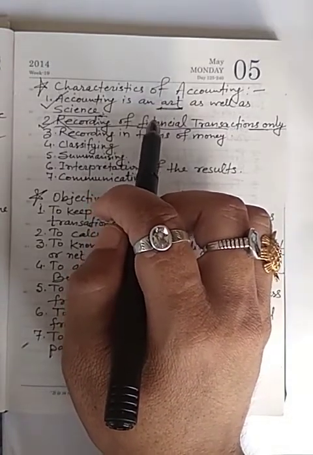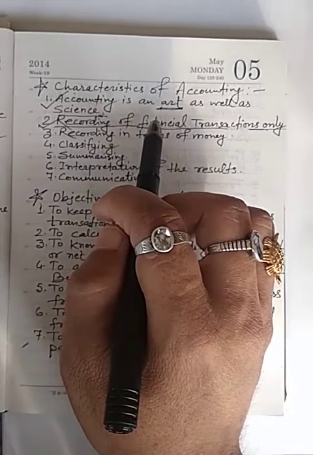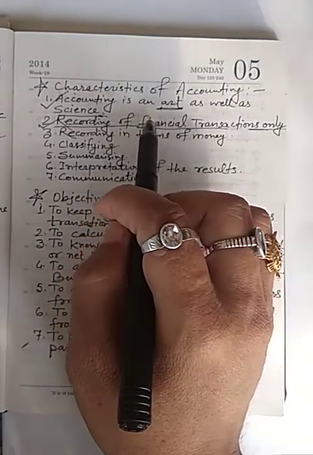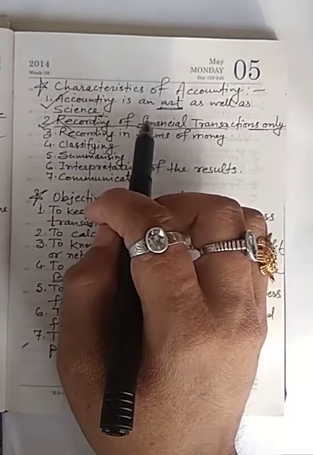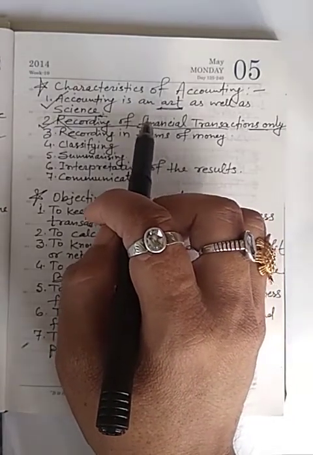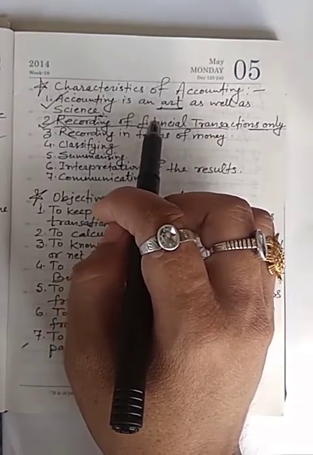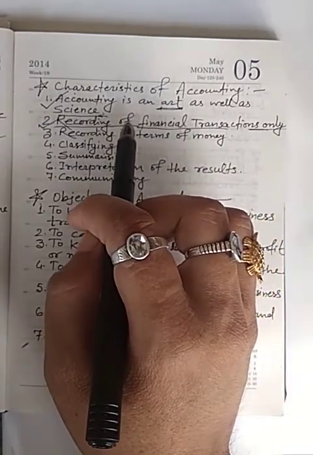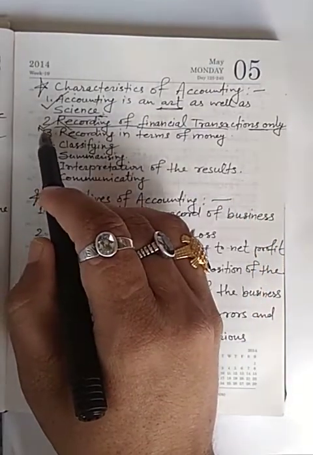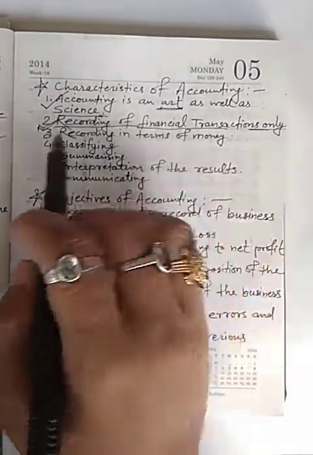A strike by employees and starting of a new business by other competitors etc. are not recorded in accounting. Though these events affect the earning of the business adversely, as no one can measure the effect of such events in terms of money, these will not be recorded in the books of the business. So I can say that recording of financial transactions only.